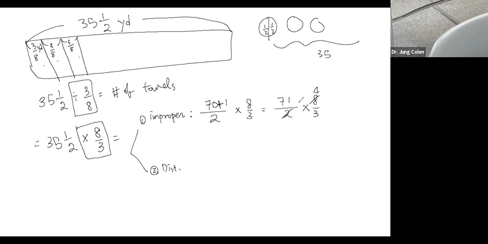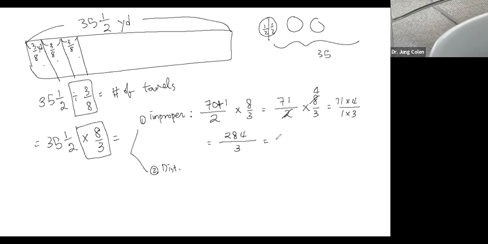71 is a prime number, so it doesn't have any factor that shares with 3. So now we are done. We can just multiply out 71 by 4, and 1 by 3. What do we get? 71 times 4 is 284. 1 times 3 is 3.